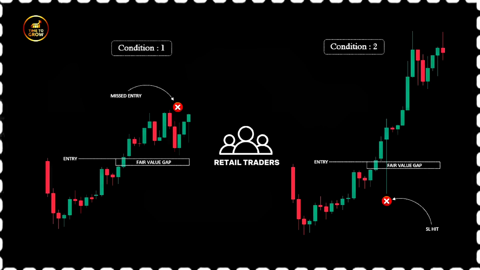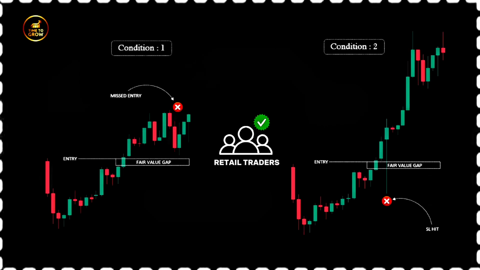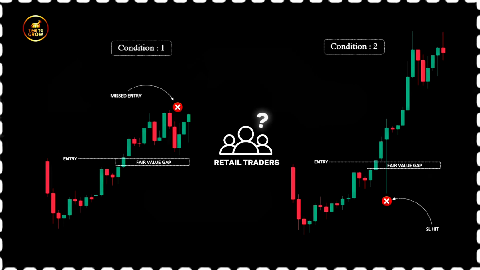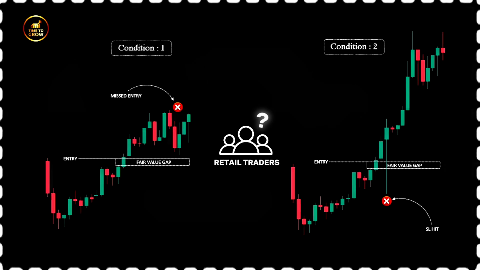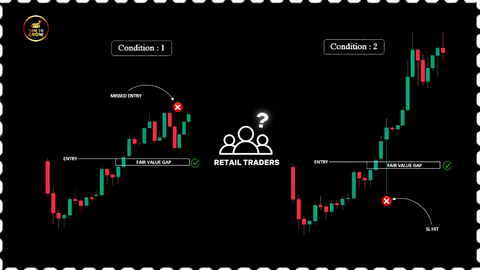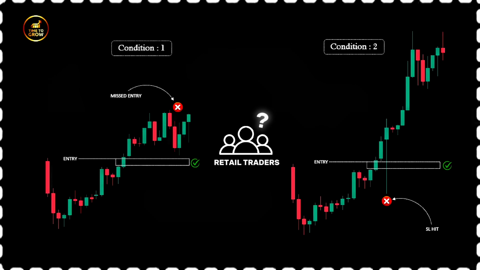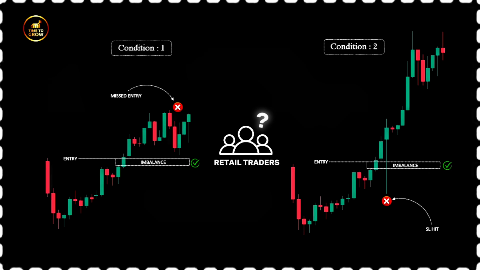Again, I believe most traders have faced this exact situation in their trading journey. But have you ever stopped and asked yourself why this happens to you, or why price reacts this way? To understand the answer, you not only need fair value gaps, you also need to understand one of the most important smart money concepts: imbalance. Knowing this core concept is extremely important.